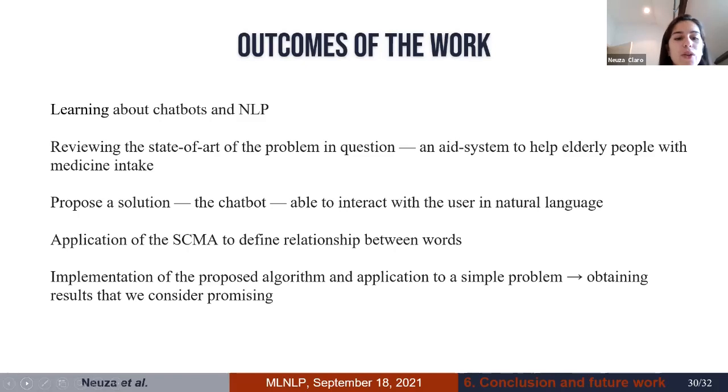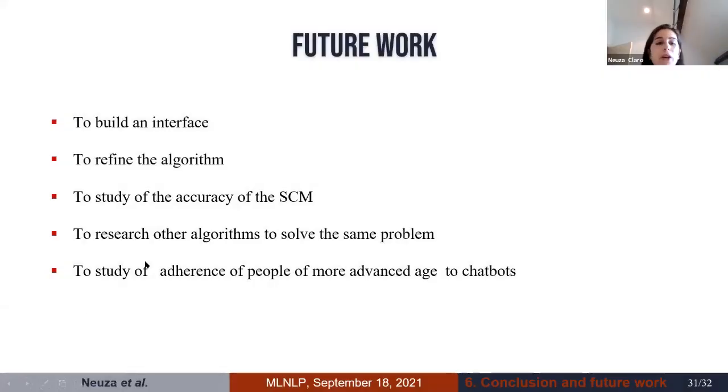We made the application of the SMCA to define a relationship between words. We implemented the proposed algorithm and applied it to a simple problem, obtaining results that we consider promising. As future work, we intend to build an interface, to refine the algorithm, to study the accuracy of the algorithm, to research other algorithms to solve the same problem, and to study the adherence of people of more advanced age to chatbots.